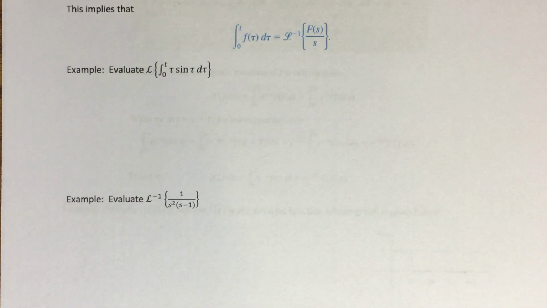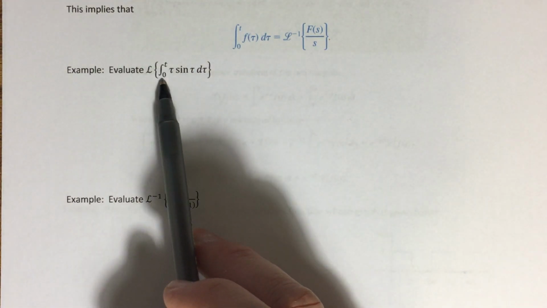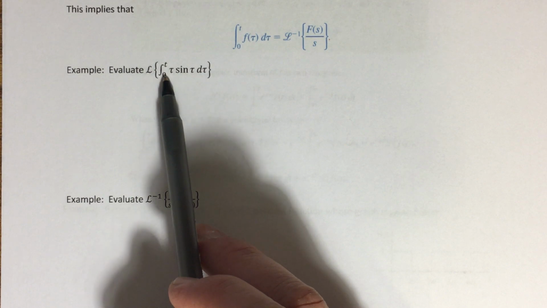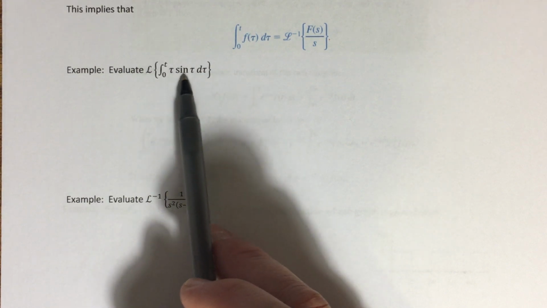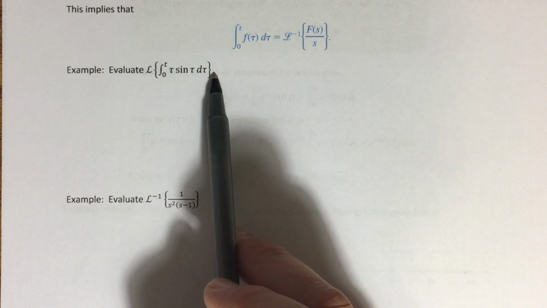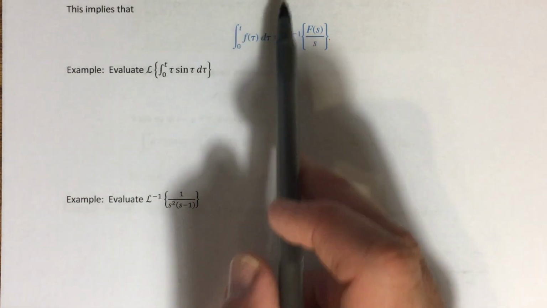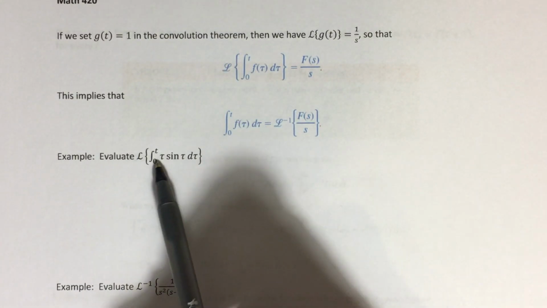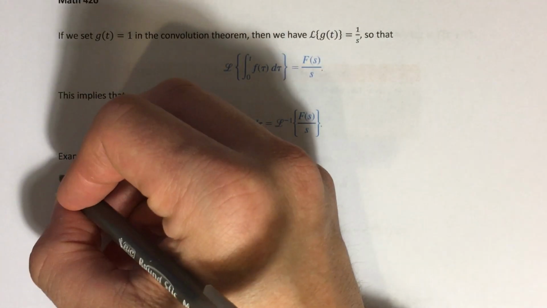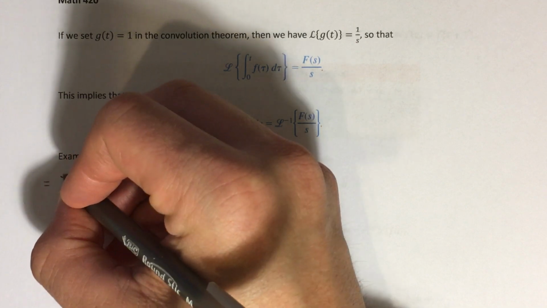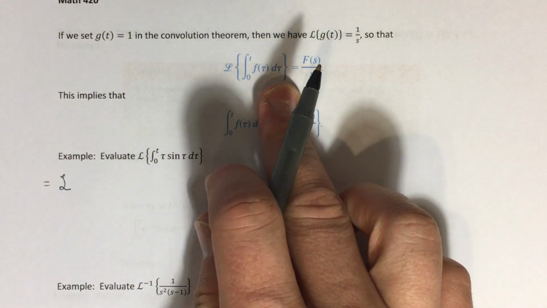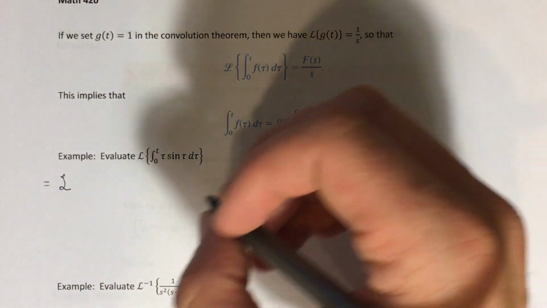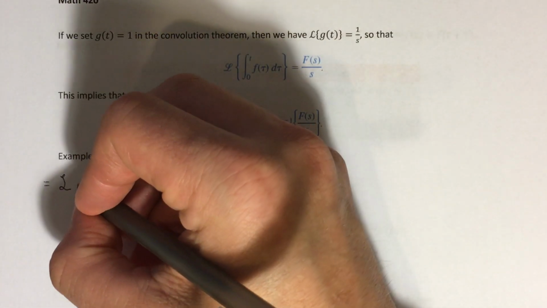So let's see here, this first example, we'd like to find the Laplace transform of the integral from 0 to t of tau sine of tau d tau. Okay, and this fits the form of this integral right here. It's an integral from 0 to t of some function of tau. The function of tau is tau sine of tau. So according to this result, this should equal, now let's write it again.